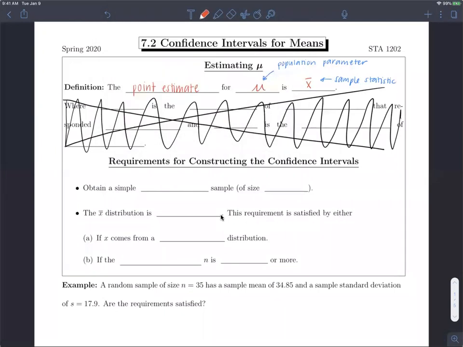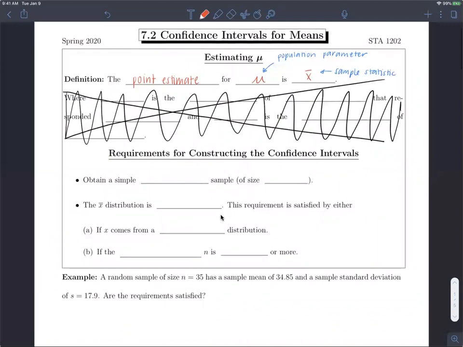But okay, so if we move on to those requirements, then what do you think the first requirement is? What kind of sample do you think we need? Yeah, it has to be random. And it'll always have size n, right? That's the variable we're always going to use for sample size.